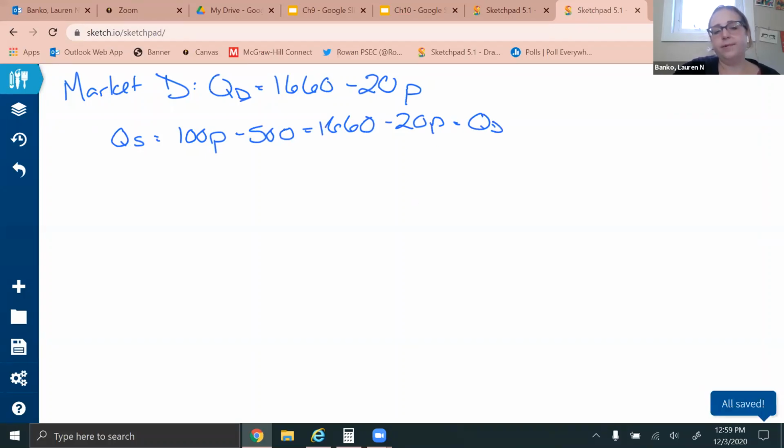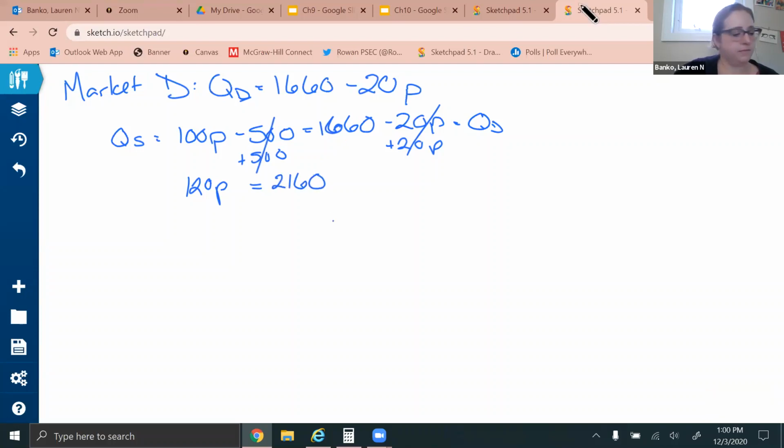So we set that equal to the quantity demanded. And we solve for price to start out with. So we can add 20p on both sides. We can add 500 on both sides. And then divide by 120. So we get the price in the market is $18.